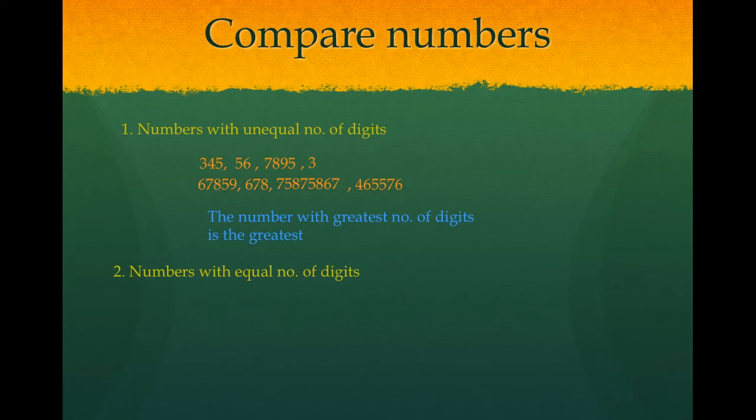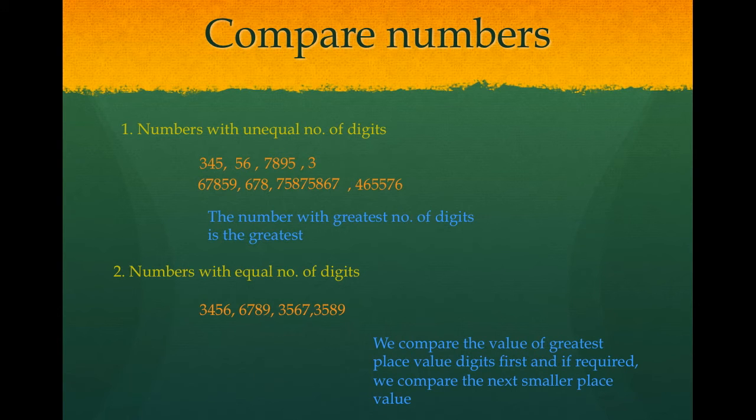In the second situation where the number of digits in the numbers being compared are equal, for example in this set of numbers where all the numbers have 4 digits, we start by comparing the number at the greatest place value, which is thousands here. So we see that 6 is the greatest number at the thousands place value. So this number is the greatest number.